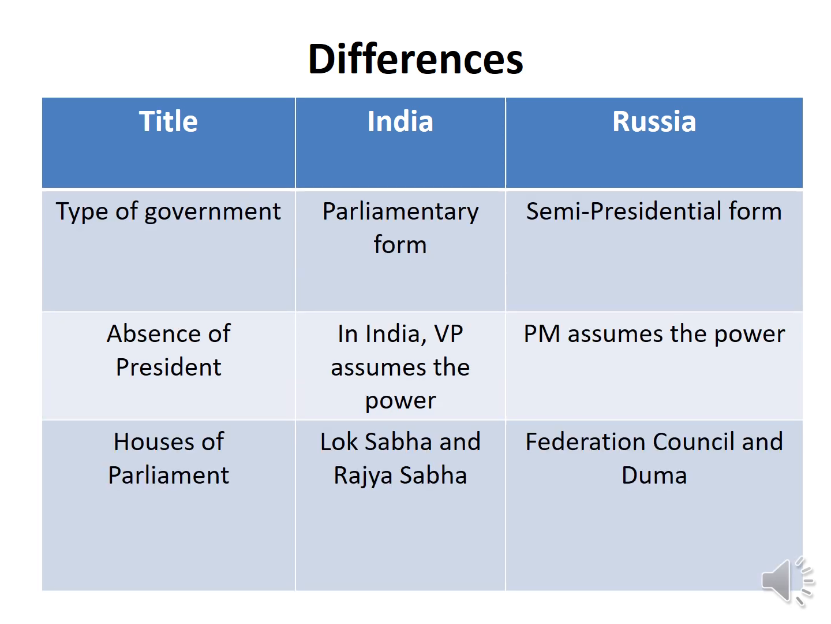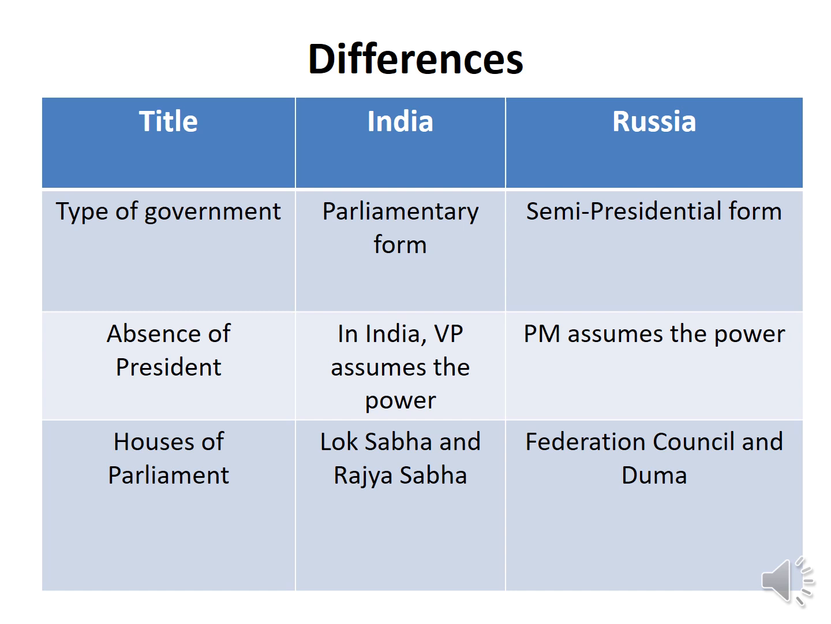Russia again has a semi-presidential form. The president is the real authority, but there is also a Prime Minister in Russia, who is Dmitry Medvedev, who was the earlier president, while in India it is a parliamentary form. Here in India, the Vice President assumes the power when the President is absent for any reason. So the Vice President assumes the power of the President, while in Russia the PM assumes the power of the President in case of absence of the President. Houses of Parliament: here we have Lok Sabha and Rajya Sabha.